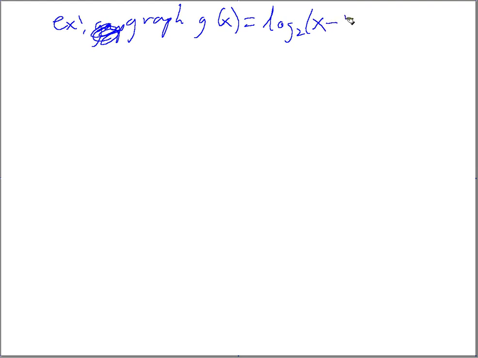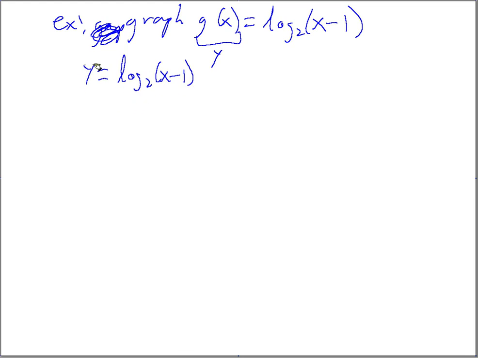All right, let's graph g of x, let's say equal to log base 2 of x minus 1. Again, let's write it in terms of y. My g function is the y, basically. So function values are y values, so let y be the function, log base 2 of x minus 1. Convert that to an exponential.